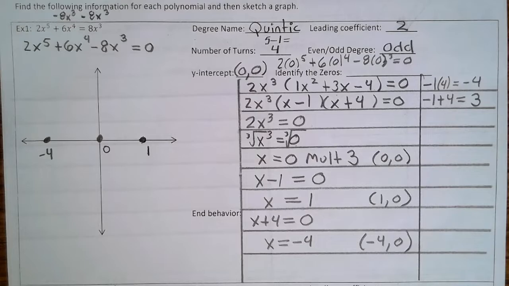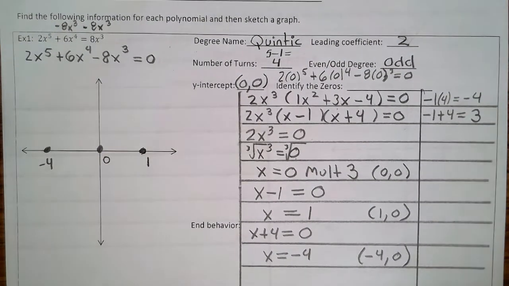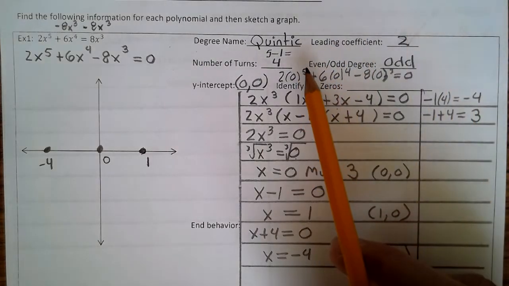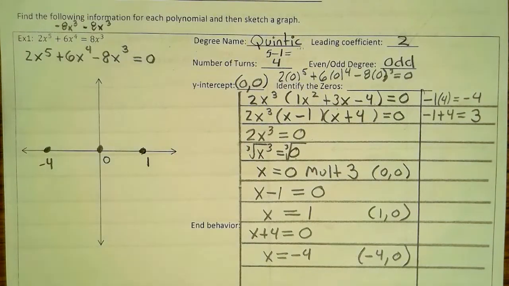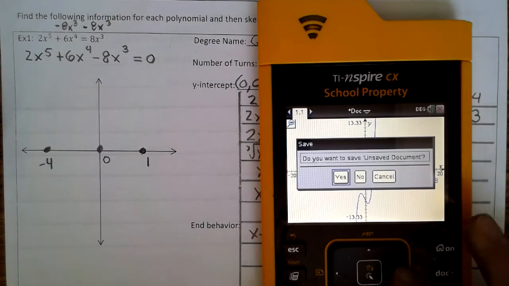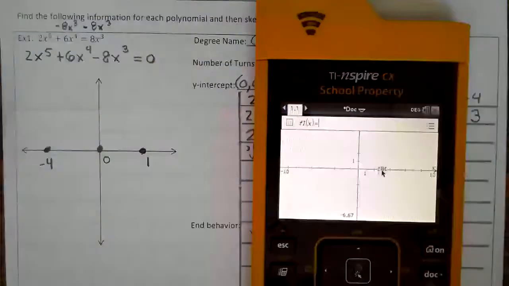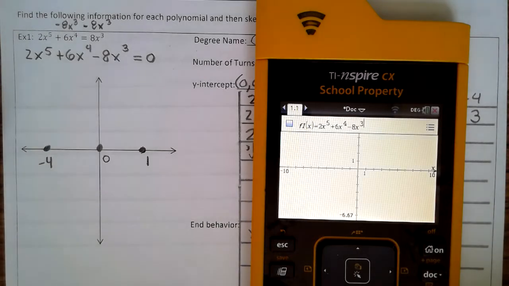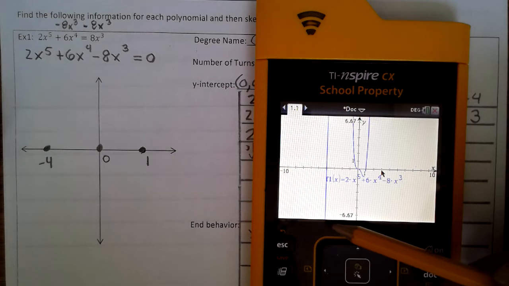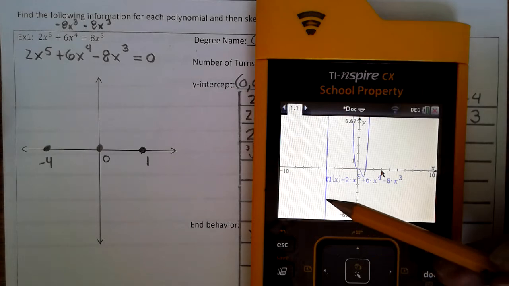Okay, now since we know that it's quintic, that's an odd one. We probably want to graph it to see where the end values are. So let's do that. So new document, add graph. So 2x to the 5th plus 6x to the 4th minus 8x cubed. So it looks like it's increasing from left to right. So let's have that.